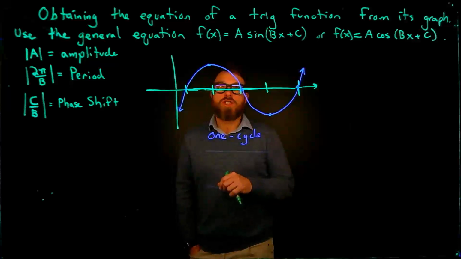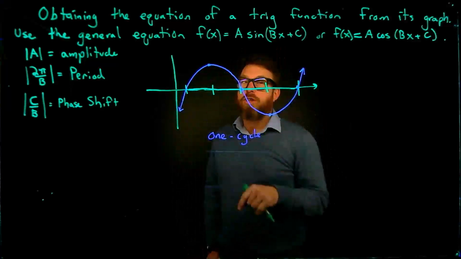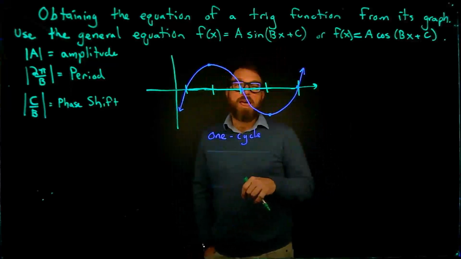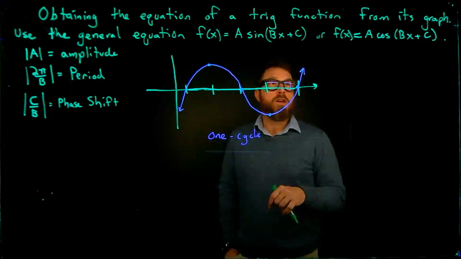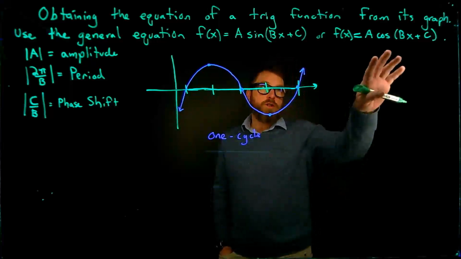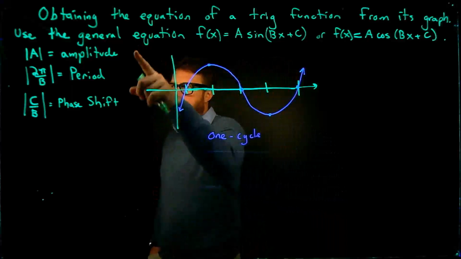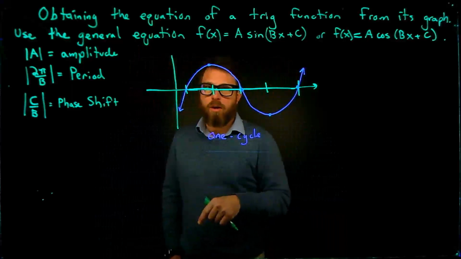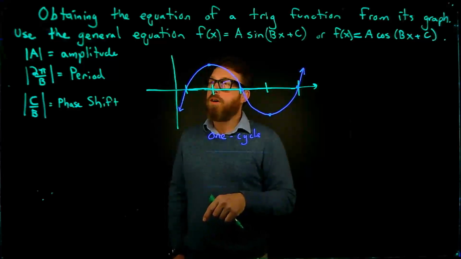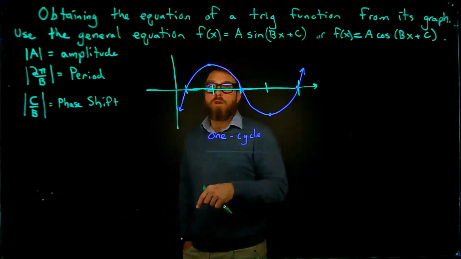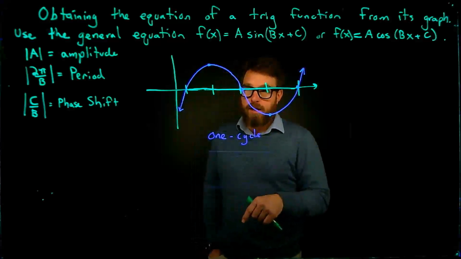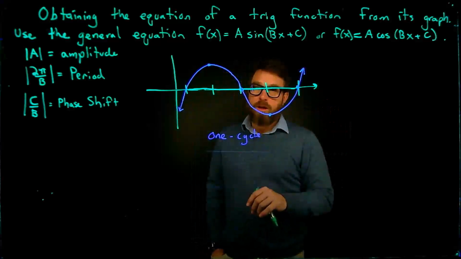And we're going to use the general equation. Well, we're going to actually find this general equation. f of x is equal to a sine of bx plus c, or if it's a cosine function, a cosine of the quantity bx plus c. And we use these three properties of our trig function to be able to find really the coefficients of a, b, and c. So right now I've given you a sine function.